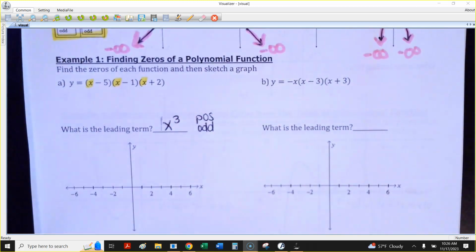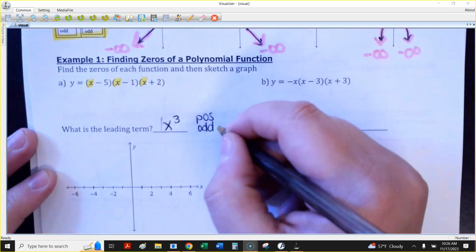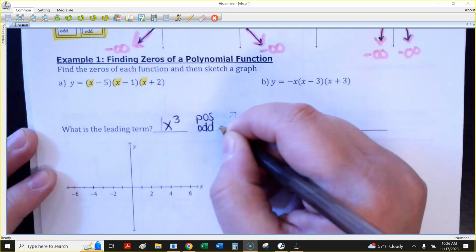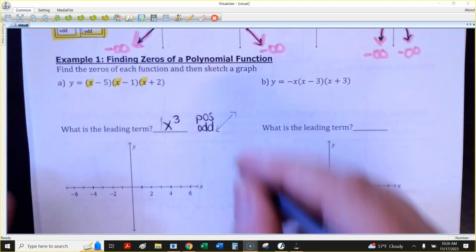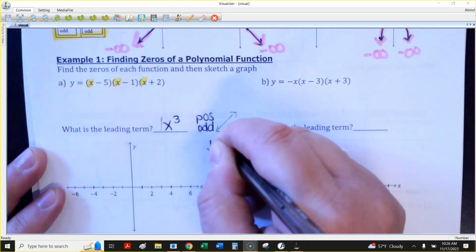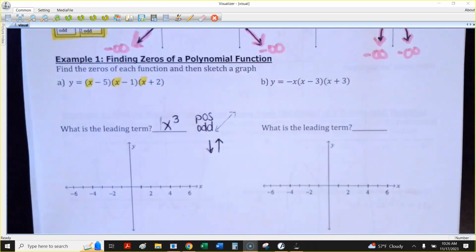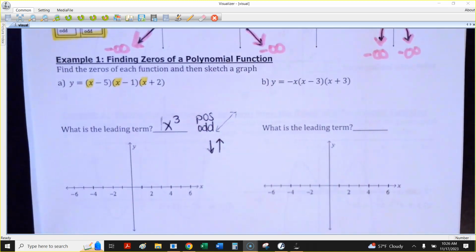So I can just follow the end behavior. Positive odd would follow the end behavior of the slope of a line that's got a positive slope. So it would just look like that. It's going to go down on the left side, up on the right side. So I'm just going to jot that down. Now, I'm going to draw the end behavior on the graph, but before I do that, I'm going to use those factors to figure out what the zeros would be.